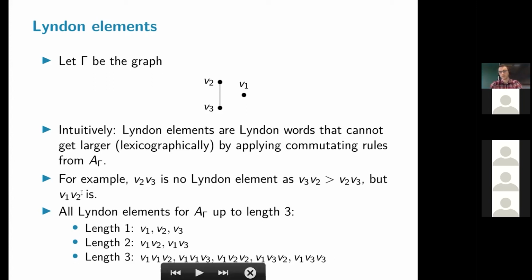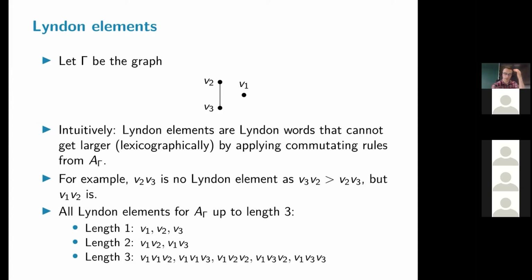On the other hand, v1, v2 is, because we have no swapping relation we can use. v1 and v2 are not joined by an edge, so we cannot swap them. So v1, v2 will be a Lyndon element. And if you do the same reasoning for the other words, the Lyndon elements of length 1 are simply your generators. This will always be the case. But the Lyndon elements of length 2 are precisely those that are not joined by an edge. So we see that v2, v3 is dropped from this list, but the other words of length 2 are also Lyndon elements. And then for length 3, you can apply the same reasoning.